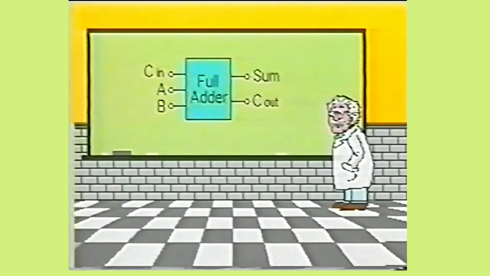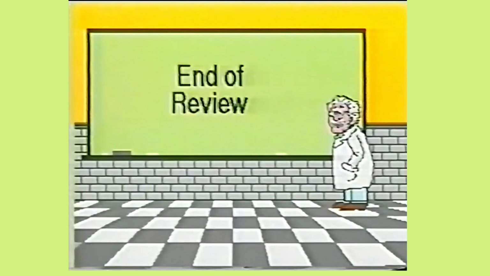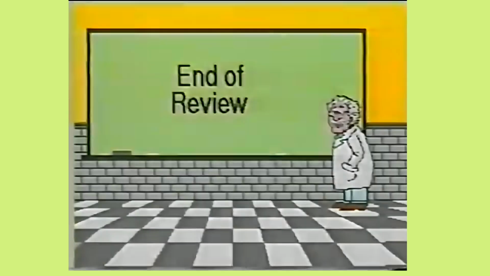The full adder, on the other hand, will also accept a carry-in bit as well as the two inputs on A and B. By cascading full adder stages together, we can create a network that will add a group of binary numbers. This concludes review number 3. Next, you will learn a shorthand method for writing logical statements.